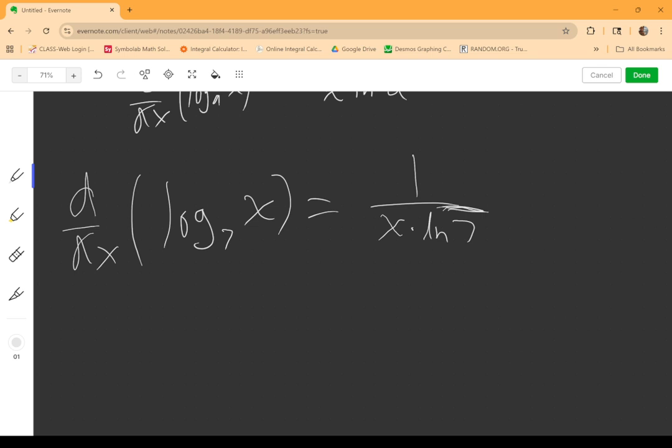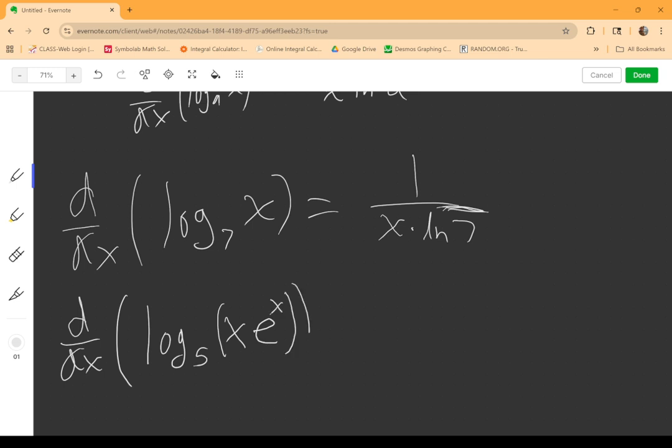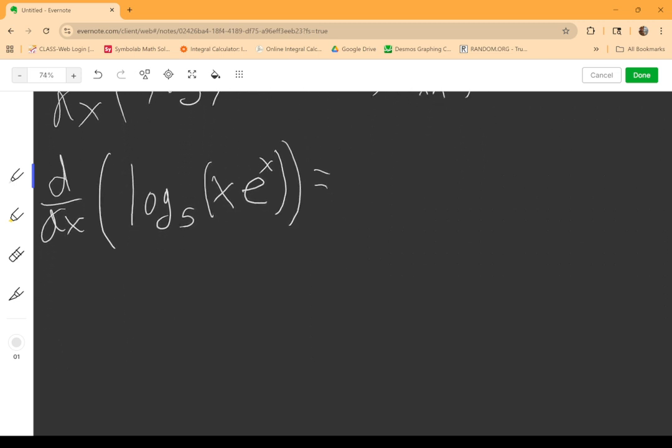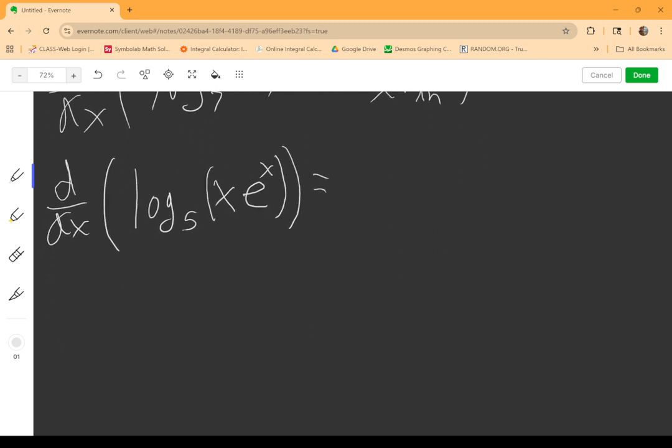Now for something a bit more involved, let's say we had the derivative of log base 5 of x e to the x. Okay, so now let's say we had something like this. So this is going to require the chain rule. Again, one step at a time for the chain rule. All right, so the derivative here is 1 over the inside function, which is x e to the x, times the natural log of 5. That's our base.